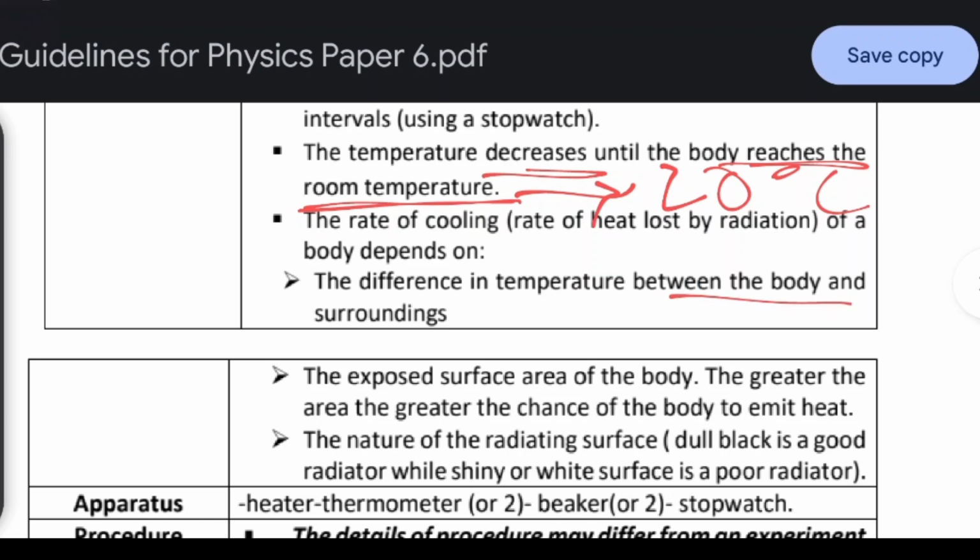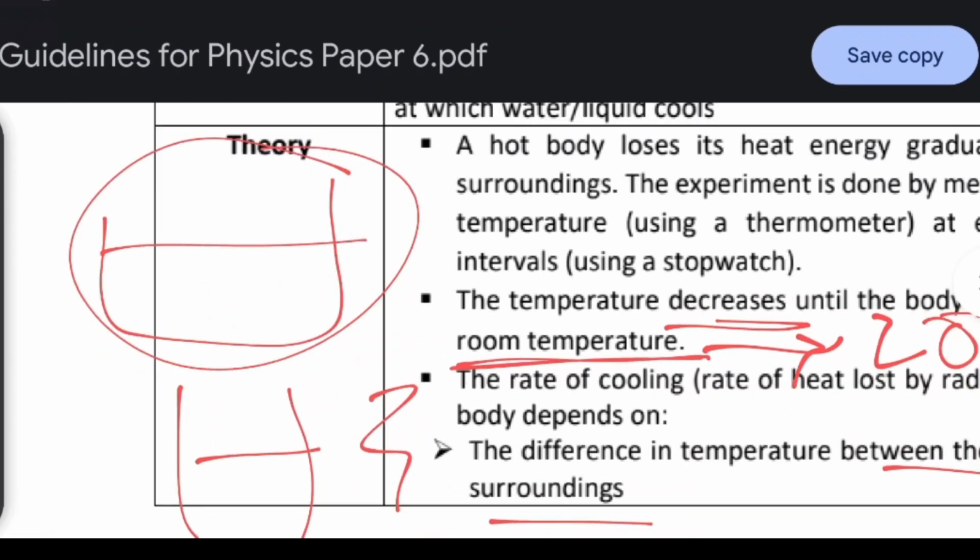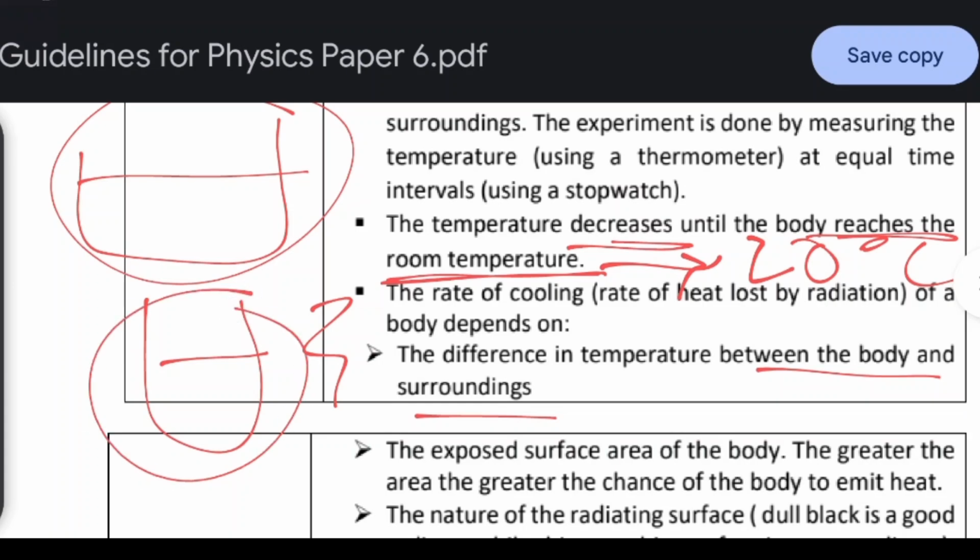The rate of cooling depends on the difference in temperature between the body and the surroundings, like the surrounding temperature and the temperature inside the beaker. Then it depends on the exposed surface area of the body. How much surface area is exposed? The greater the surface area, the more heat it will radiate. This one will radiate more heat. It will cool down faster compared to this one.